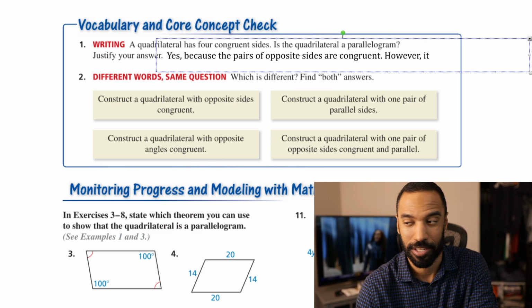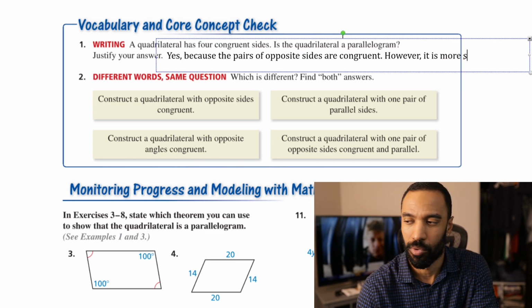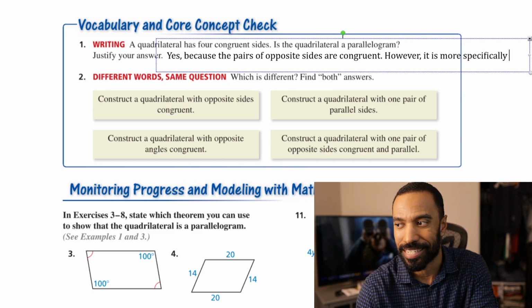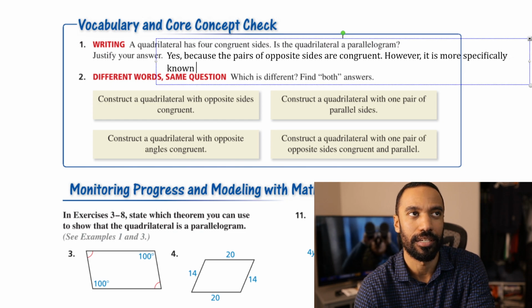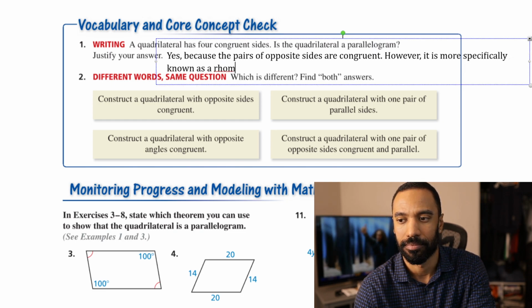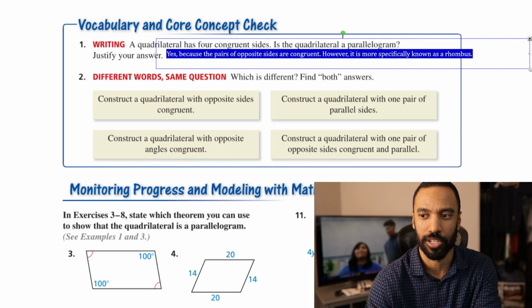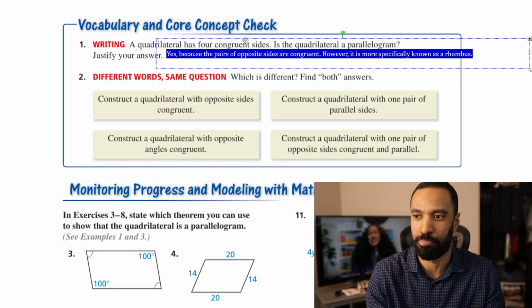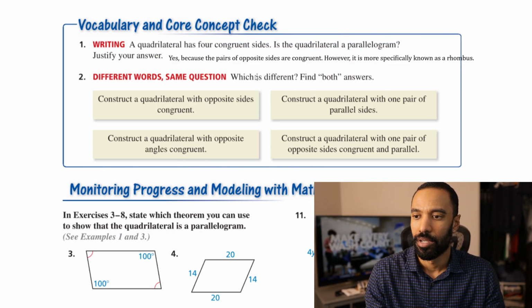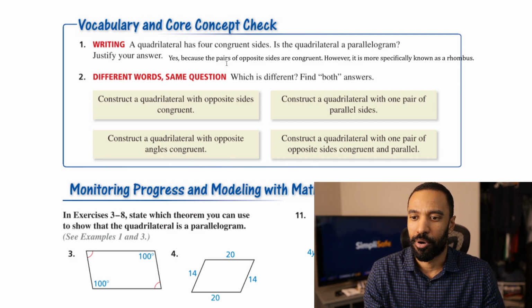Even though I don't know if you're supposed to know that yet, more specifically known as a rhombus. That does not mean it is not a parallelogram. Okay. Still a parallelogram. It's just there's a bigger, badder name for it. Which is different? Find both answers.